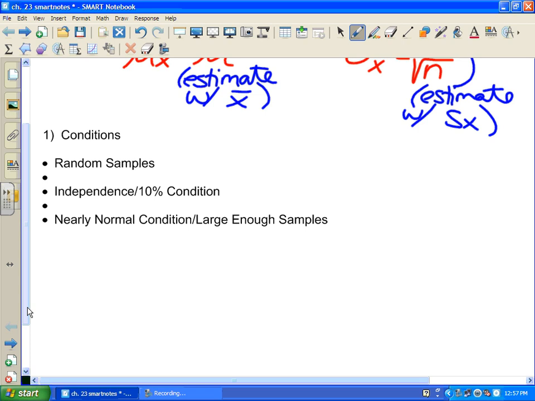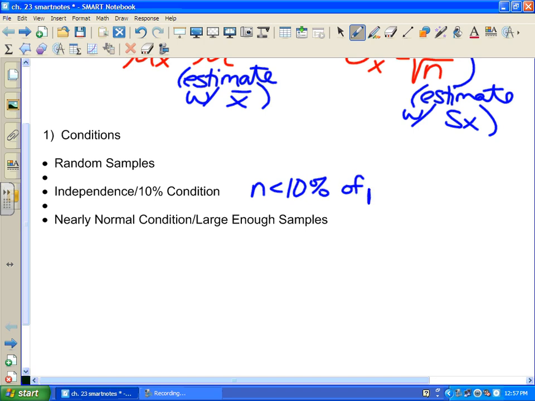Okay, quickly, we'll go to the conditions. There are still conditions you have to check. Who remembers the first condition for proportions? Representative and unbiased. Yes. So is it similar to this condition? Yes. Second condition for proportions? Less than 10%. Same thing.